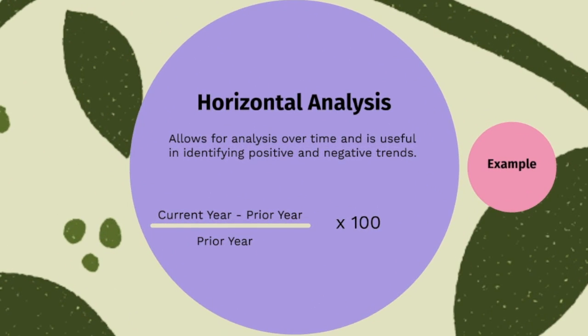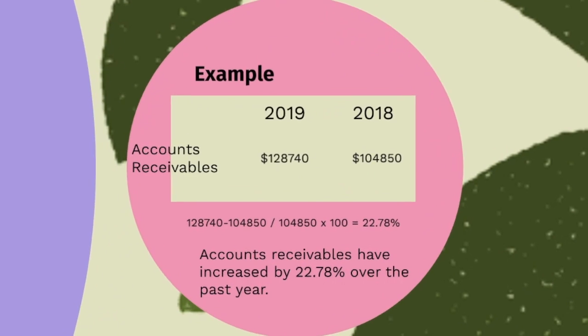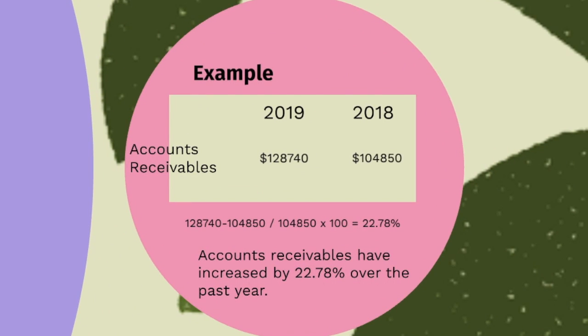Firstly, horizontal analysis of receivables allows for analysis over time and is useful in identifying positive or negative trends in a company. This ratio calculates the dollar change in the receivables balance by subtracting the prior year from the current year and then dividing this by the prior year balance. For example, the receivables in this instance have increased by 22.78%, showing strong growth for the business.